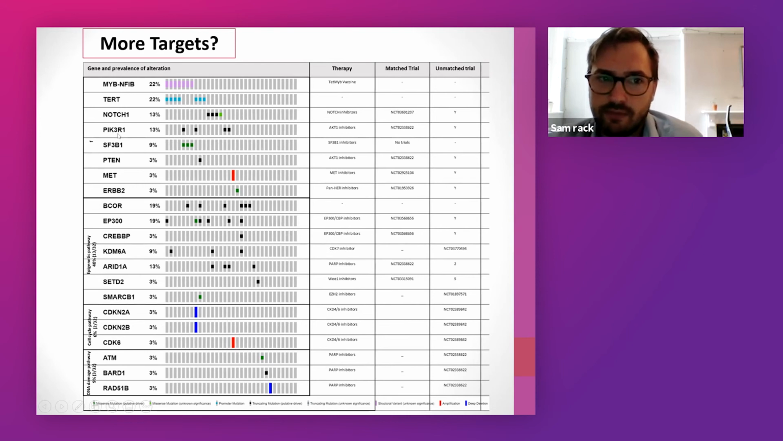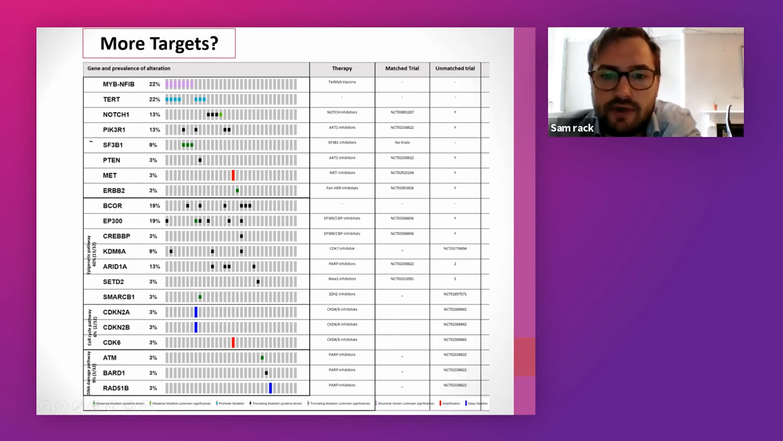You've got this one, PIK3R1, which is similar to PIK3CA. So again, could this be targeted with these AKT1 inhibitors? So we've thrown the net wider to see if we can catch more of these targets.